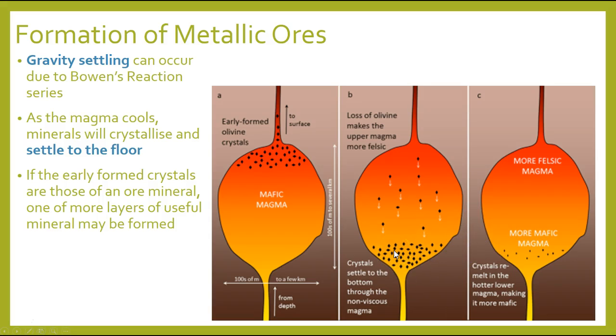If those early formed crystals are of an ore mineral, one or more layers of useful mineral could be formed in a magma chamber. Okay, so we could get more layering here that contains, for example, maybe some copper or some cobalt or something in there that is, I guess, of use to us as humans.